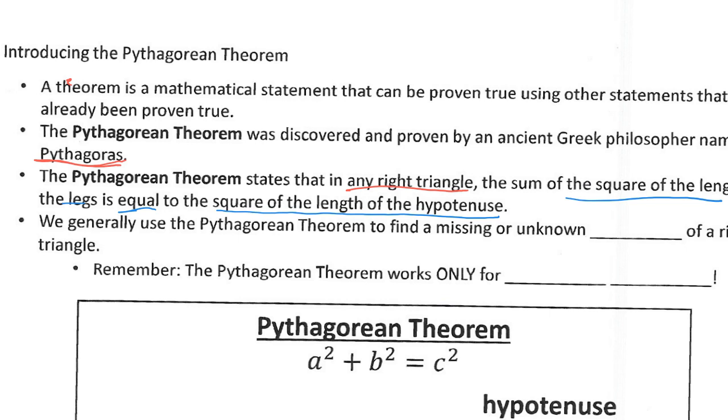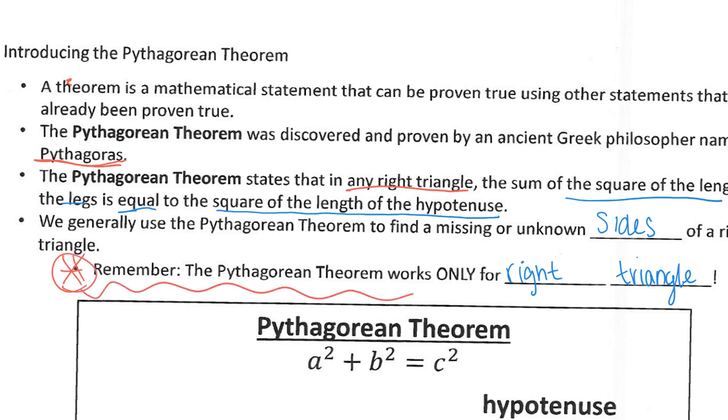We generally use the Pythagorean theorem to find missing or unknown sides of a right triangle. The Pythagorean theorem only works for right triangles. It won't work on any other types of triangles. That's super important. I might star that, circle it, underline it. It only works on right triangles. Everything else it won't work.